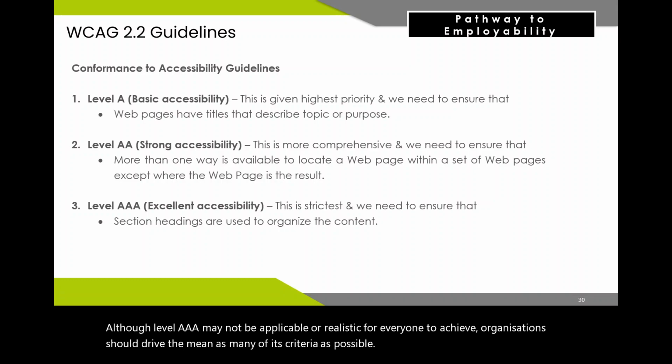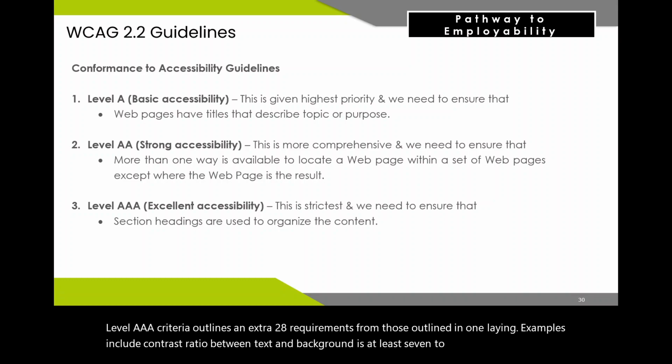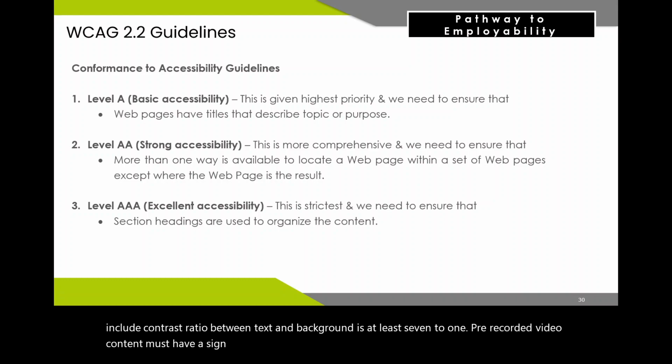Level AAA criteria outlines an extra 28 requirements from those outlined at Level AA. Examples include: contrast ratio between text and background is at least 7 to 1. Pre-recorded video content must have a sign language translation. Extended audio description should be provided for pre-recorded videos.